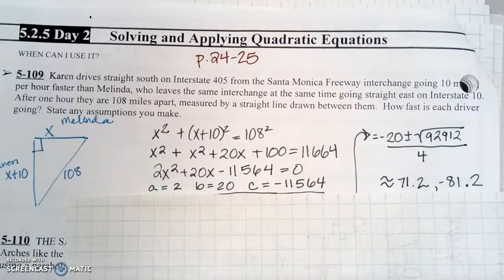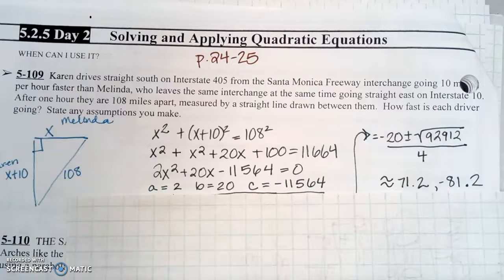So we simply take the coefficient for each of our a, b, and c. So the coefficient of the x squared is 2. That becomes our a. The coefficient of the x is 20. That becomes our b. And the constant term is negative 11,564. You definitely want a calculator for this, right? So we're going to take those three numbers and plug them into our quadratic formula.